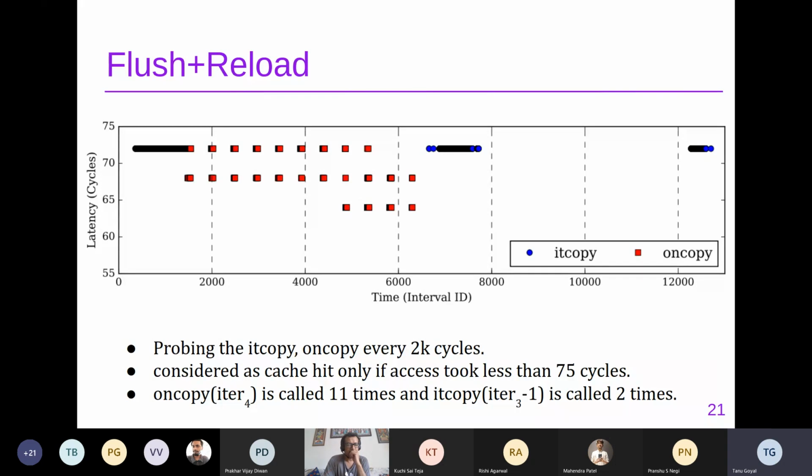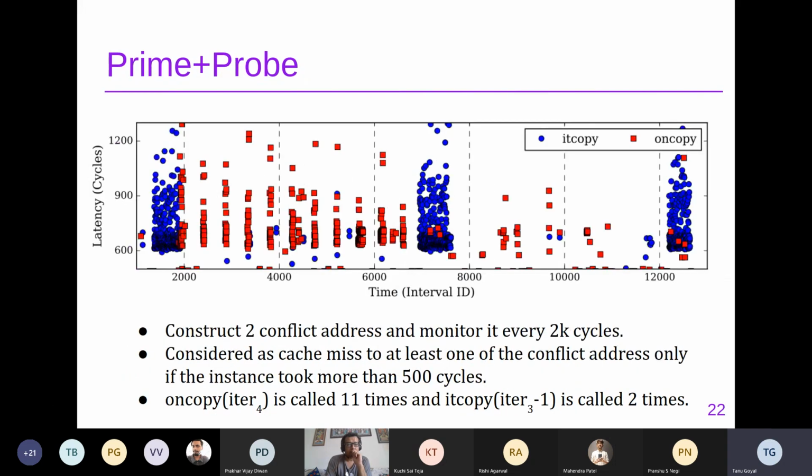The takeaway from this slide is that it copy is called 3 different times, and on copy function is called 11 different times. Based on it, we have already seen the mapping of the iteration count values in the previous slide. So on copy is associated with iter4, and it copy is associated with iter3 minus 1. We'll be using these values in the upcoming slides to get the matrix dimension. Similarly for prime and probe.